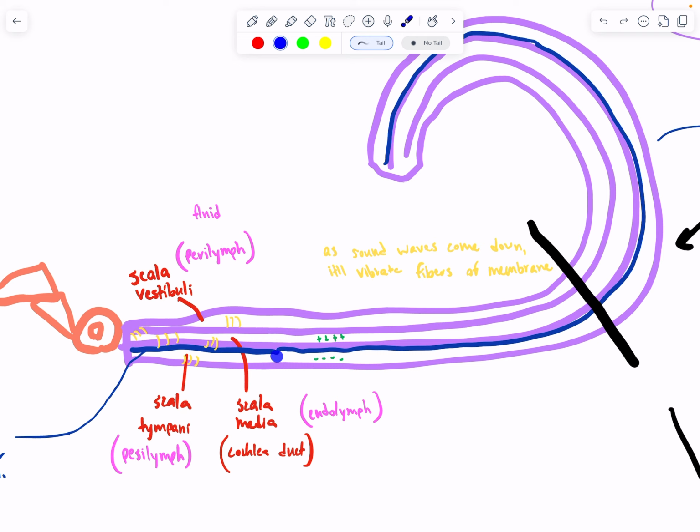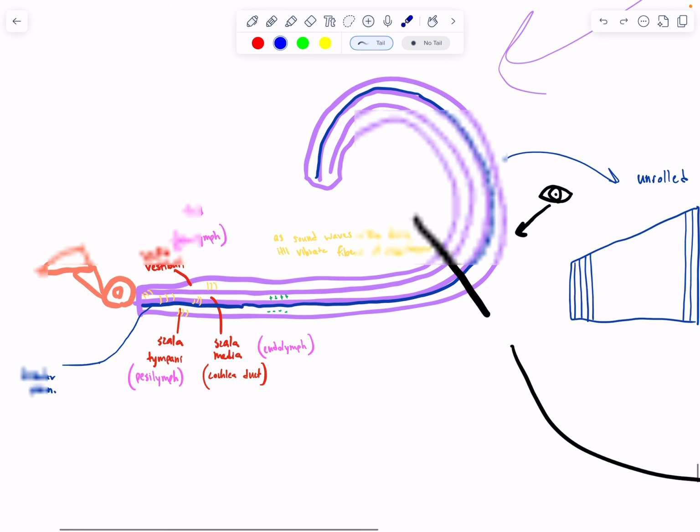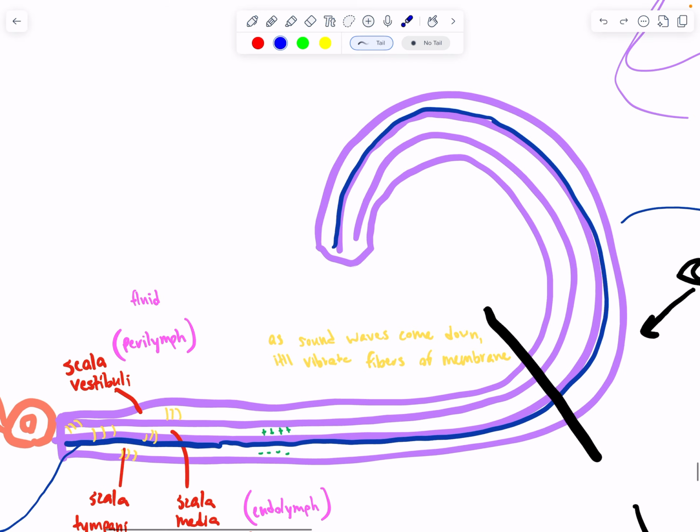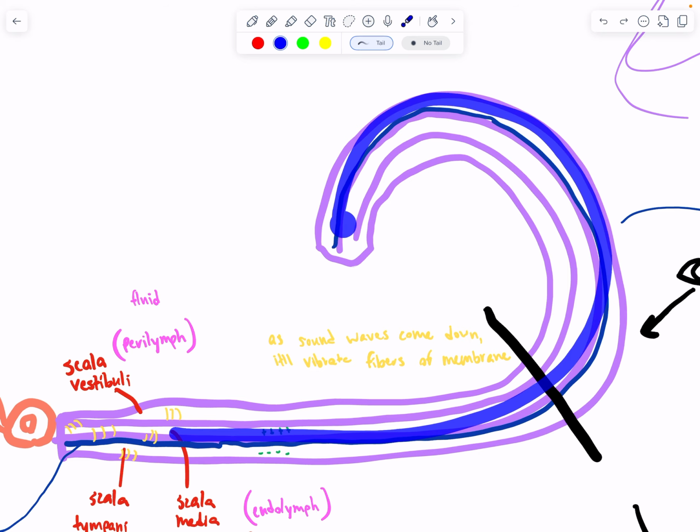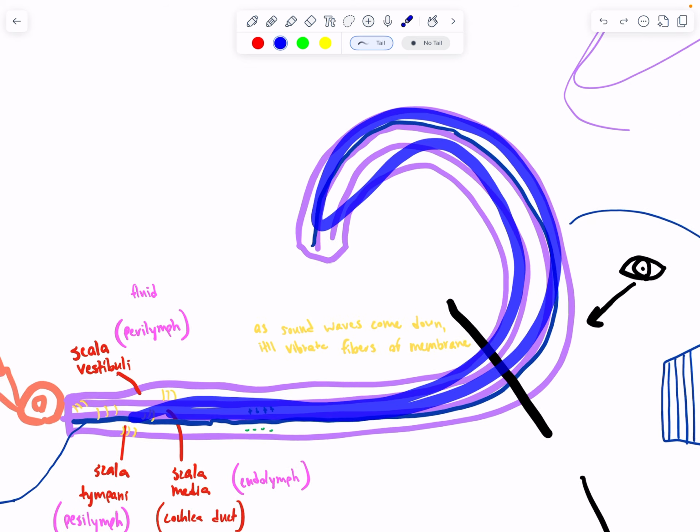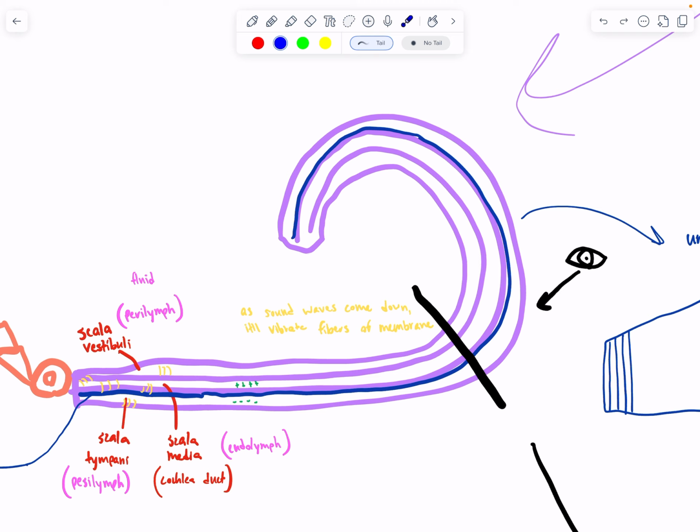The scala tympani is full of a fluid called perilymph. The fluid in the scala media is called the endolymph, and the fluid in the scala vestibuli is called perilymph. Basically this is all the same canal. It just loops back around itself. Anyway, the movement of that fluid is going to move this basilar membrane.